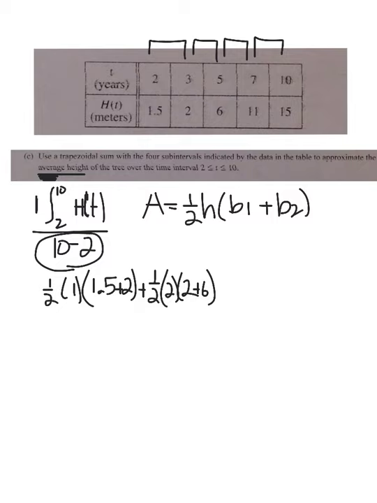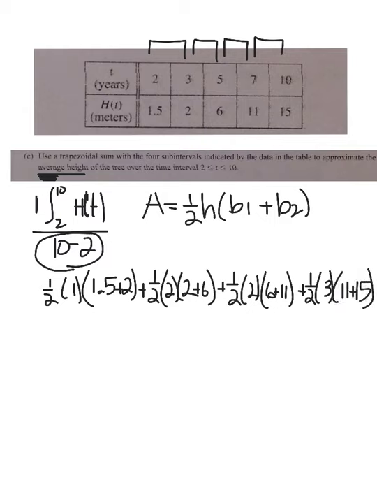Okay, all right, let's go to the next one, plus 1/2. That height is 2, and the bases are 6 plus 11. And the last one, 1/2, and the height is 3, and then the bases are 11 plus 15. Okay, now remember this is non-calculator. Pause me, work it out.